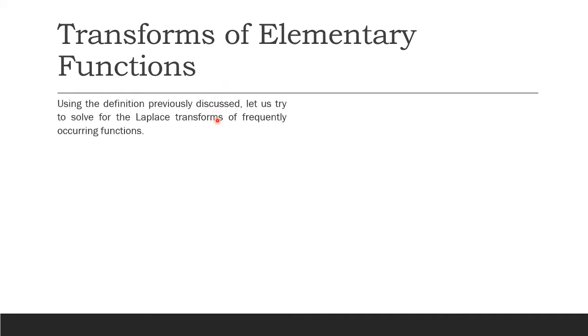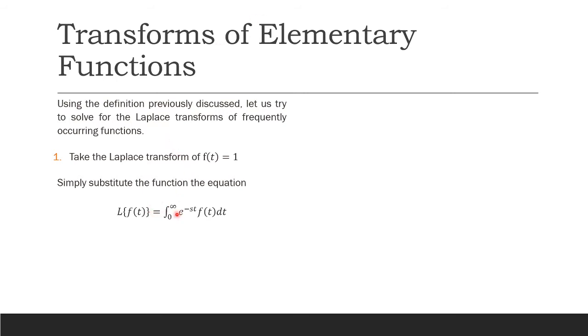So using the definition previously discussed, let us try to solve for the Laplace transforms of frequently occurring functions, such as this one. So take the Laplace transform daw of f of t equal to 1. So ang f of t natin is just 1, or to be general, a constant. So first, substitute muna natin yung function dun sa equation natin. So this is our equation as defined earlier. Substitute lang natin yung f of t dito, and f of t natin is equal to 1. So we will arrive at the integral from 0 to infinity of e raised to negative st times 1 dt.